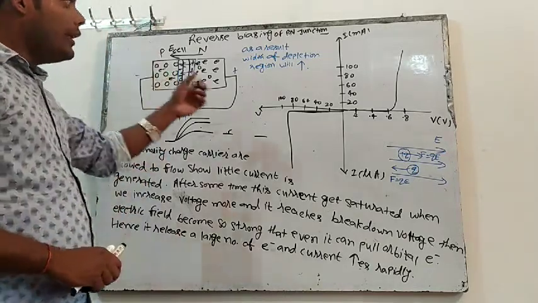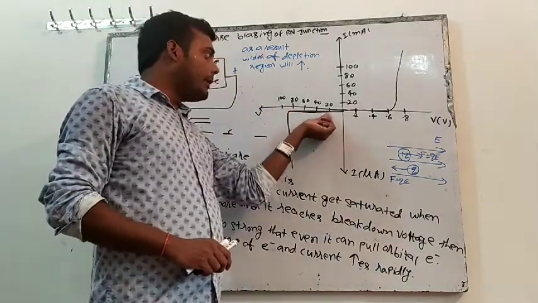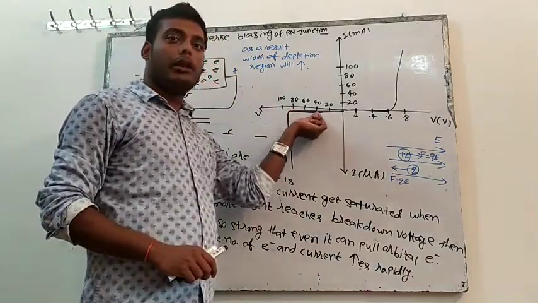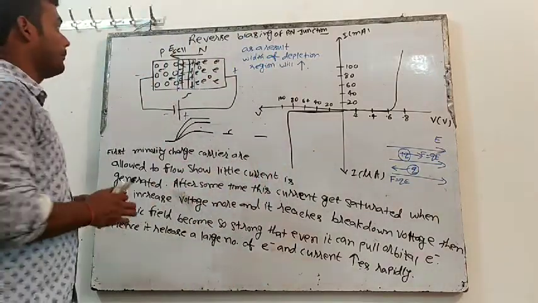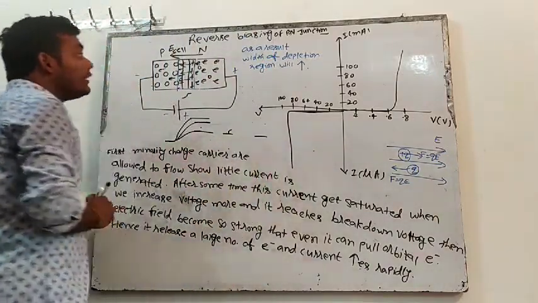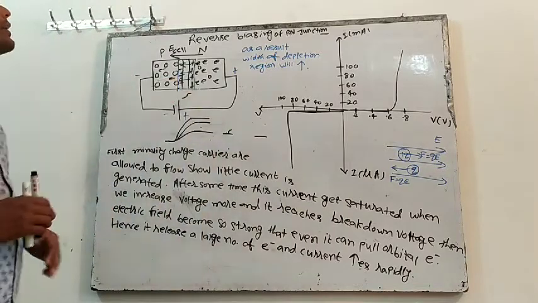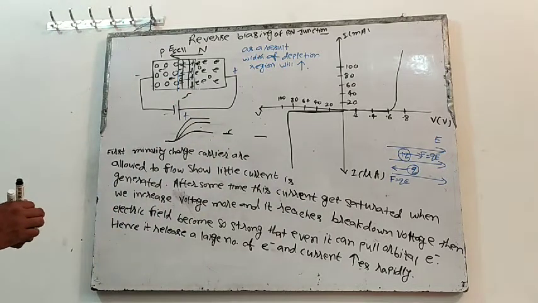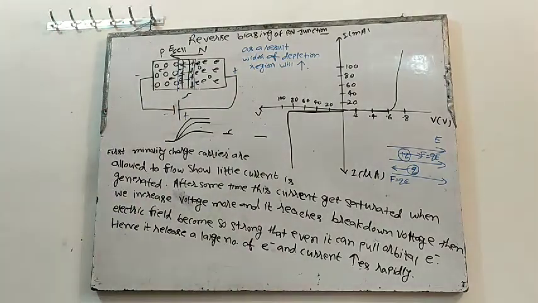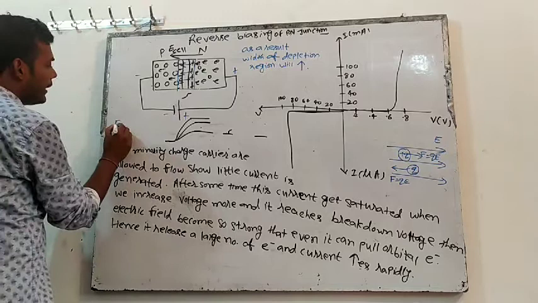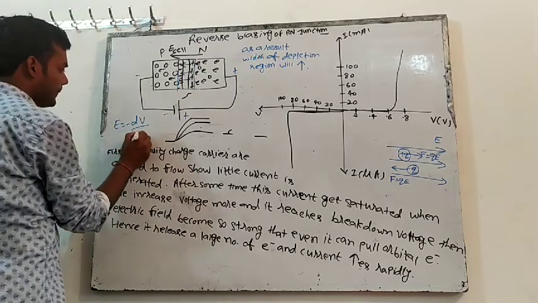So minority carriers will make current, and after that the majority is not helping, so the current will remain constant for some time. And then if we extend more, what will happen? Then this electric field will become much stronger. Why? Because E is equal to minus dV by dr.